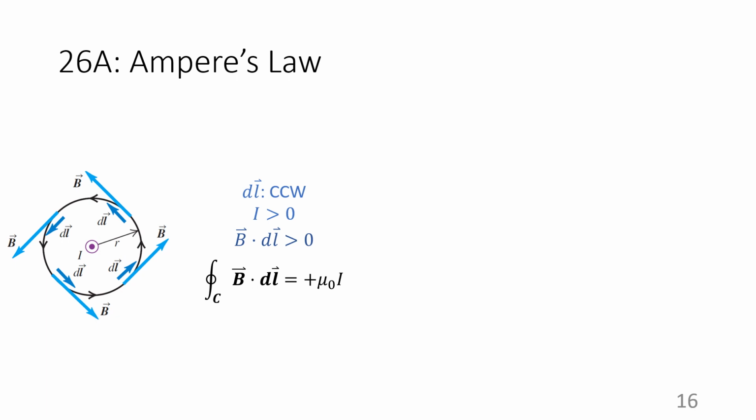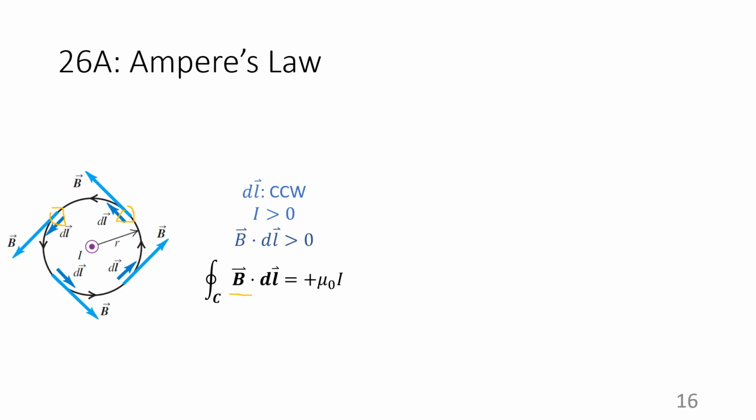So let's try it again. Our dL is arbitrarily set to be counterclockwise. I is pointing out of the page. So I point my thumb towards the direction of I, and my fingers should point in the direction as B flows. So notice that at every point of the contour, for example here, or here, dL and B are parallel.